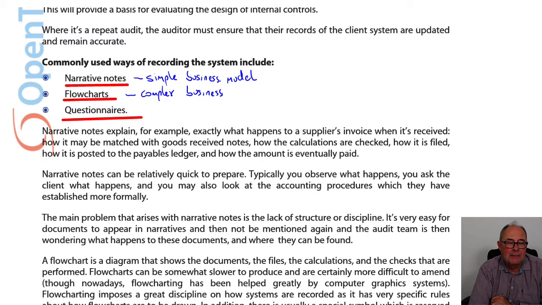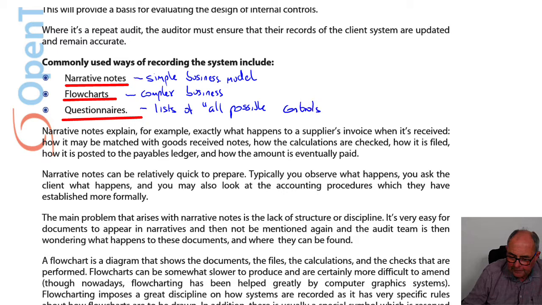And finally, sometimes they use questionnaires. So questionnaires, again, are lists. The way I describe it is lists of all possible controls. Again, it can be a bit unthinking. You'll see when you study the notes, they're called internal control questionnaires. And so on the sales cycle, there'll be a list of all sorts of controls that could be in place. Then the audit staff have to sometimes physically tie the client down and go through the list of controls and say, do you have this? Do you have this? Do you have this? Do you have this? And the client goes, yes, yes, no, no, no. Then the auditor can go back to the office and assess which controls are in place. And if on balance, it looks as if they've got a decent control system in place.